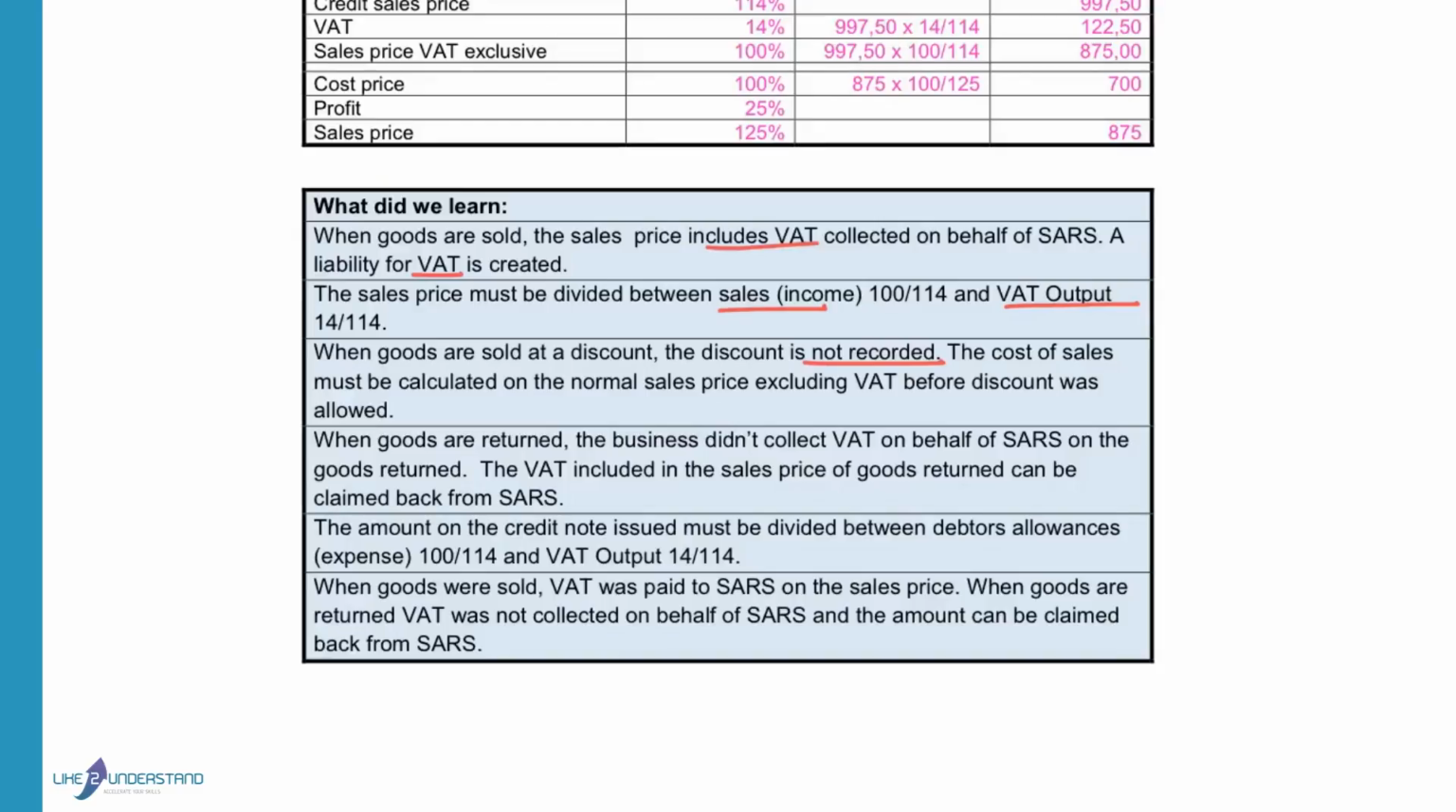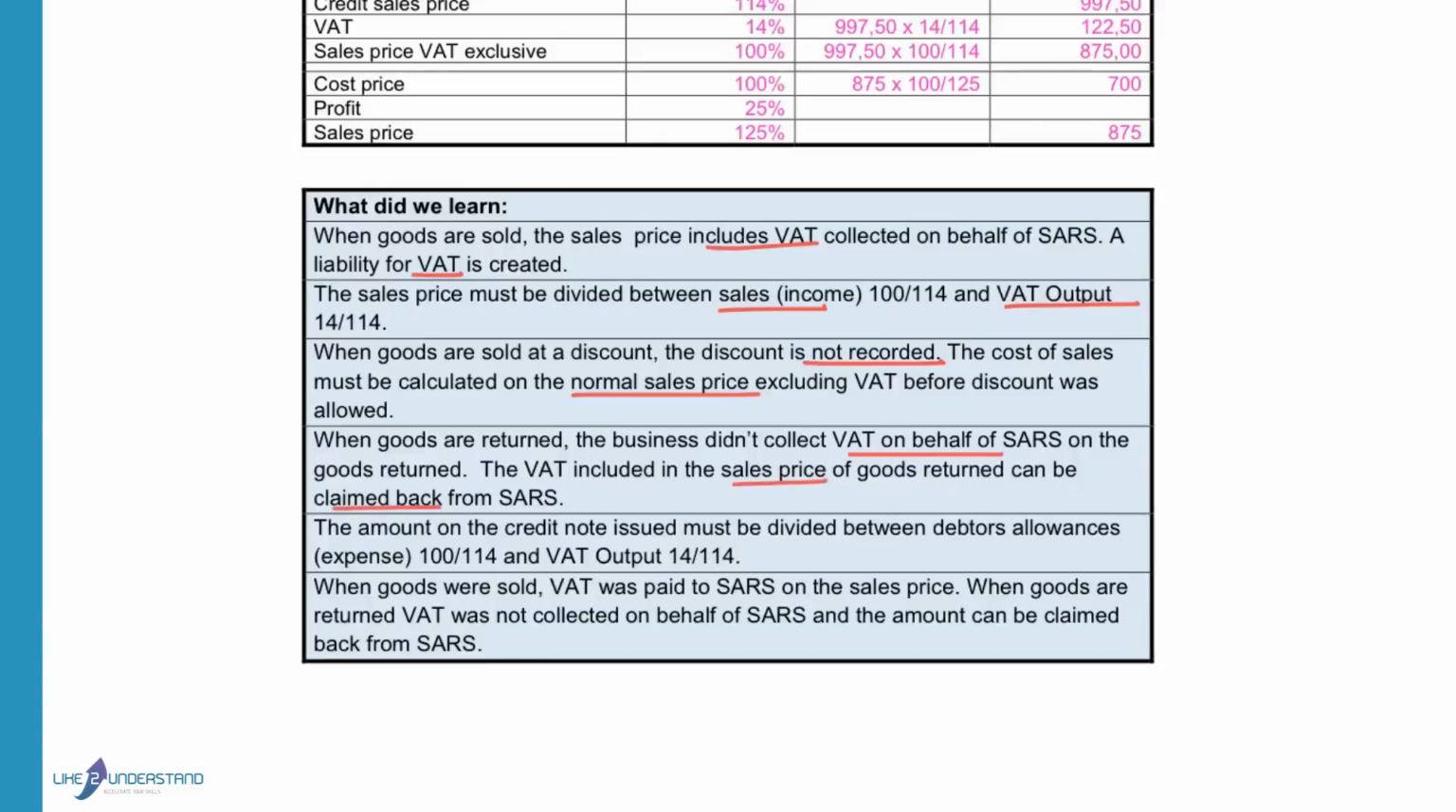The cost of sales must be calculated on the normal sales price, excluding the VAT, but before you deduct the discount. So you will take your sales price, take the VAT out of the sales price to determine what is the normal sales price, excluding VAT, and you will calculate the cost of sales on that figure. When goods are returned, the business didn't collect the VAT on behalf of SARS on the goods returned. The VAT included in the sales price of goods returned can be claimed back from SARS, therefore we will debit VAT output.